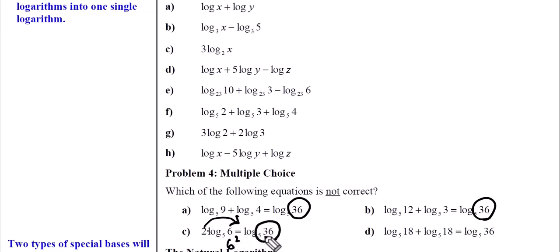Interesting. 18 plus 18. That means I multiply. So what's 18 times 18? 18 times 18. Very interesting. So which one is not the correct answer?